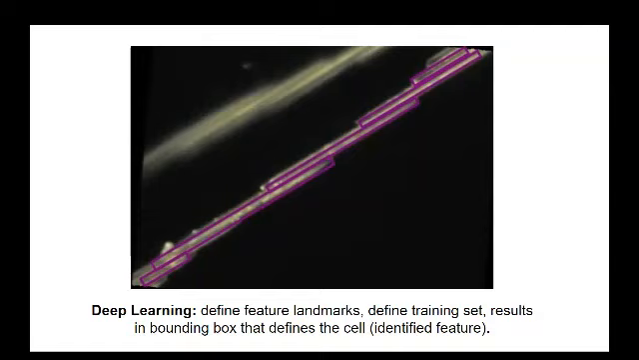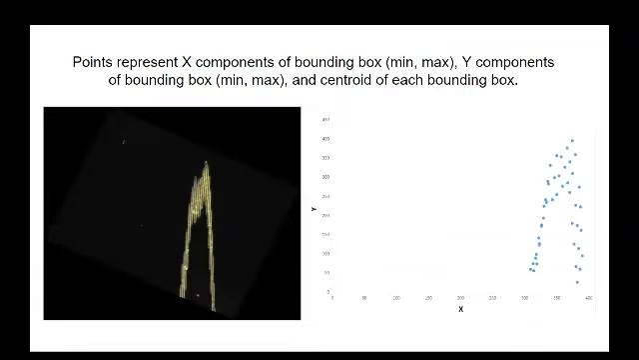We define the training set, which is a set of images that we want to train the system on. So we have a set of images that we pre-processed and cleaned up and give the system to draw these purple lines on. And then the results should be some sort of bounding box that defines a cell. So we're identifying the feature with this bounding box. And so here's some preliminary data analysis.